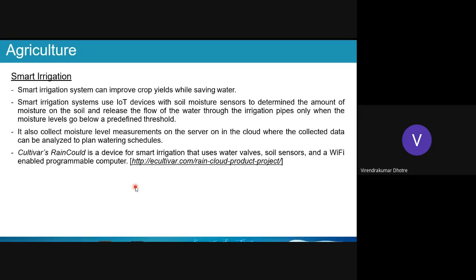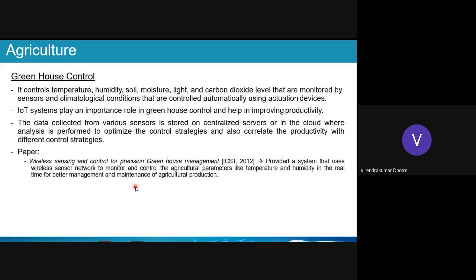And we can control it also. RainCloud is a device used for smart irrigation, which uses water valves, soil sensors, and a Wi-Fi enabled programmable computer that handles the entire irrigation system. So in the agriculture field also we can use IoT, and it has started in huge numbers.